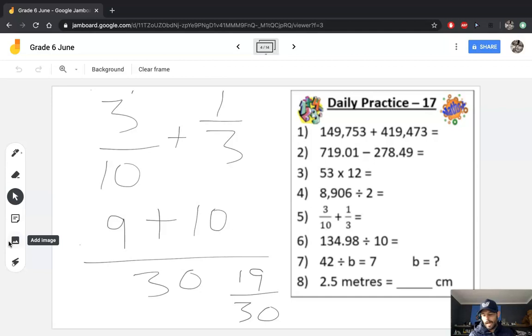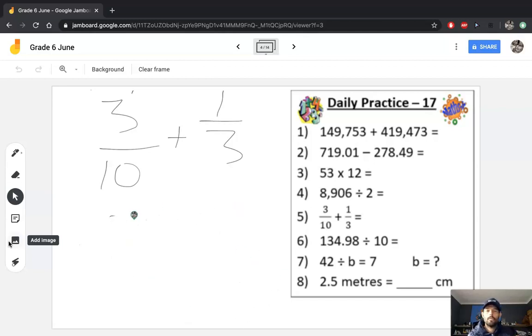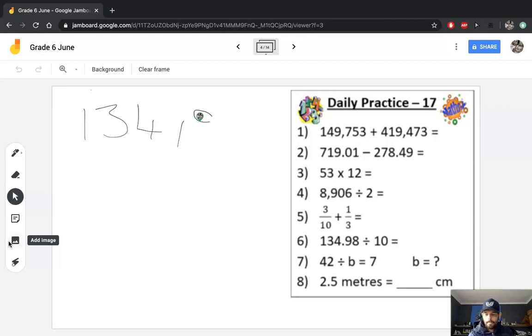Question 6, we're dividing by 10, and we know that when we divide by powers of 10, such as 10, 100, or 1,000, then the number gets 1 place smaller if it's 10, 2 places smaller if it's 100, and 3 places smaller if it's 1,000, and so on and so on. So if I divide 134,98 by 10, then my number becomes 13,498.